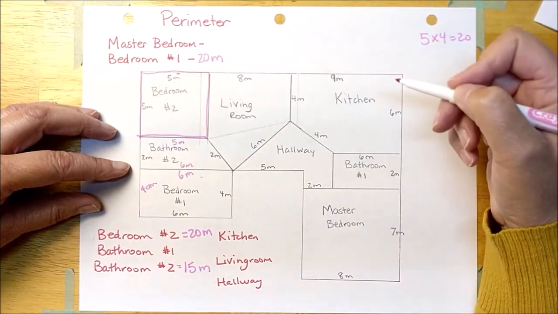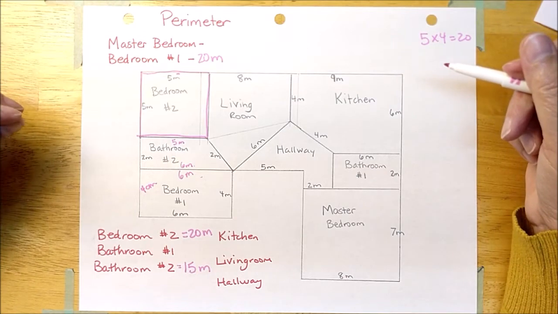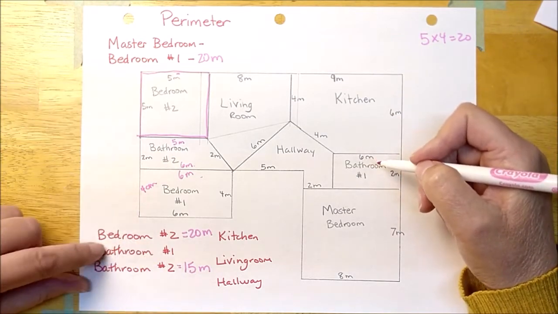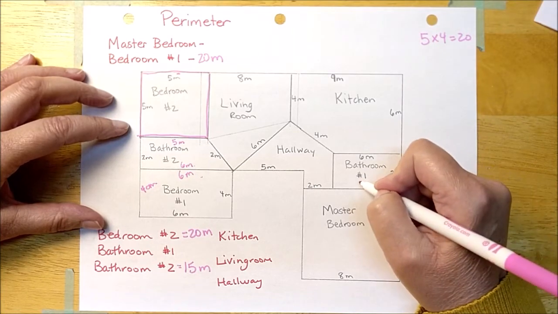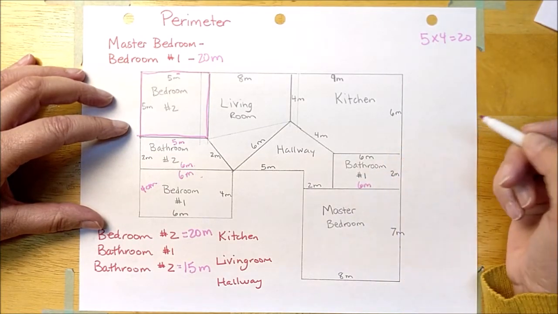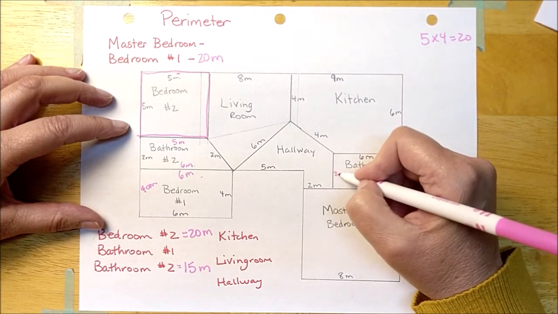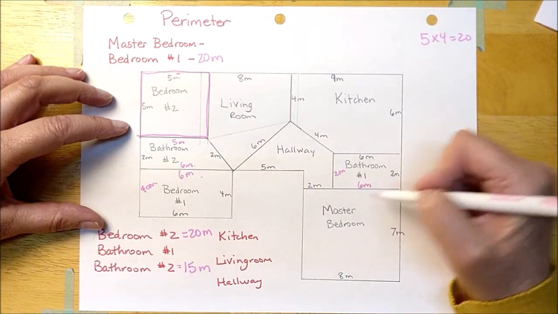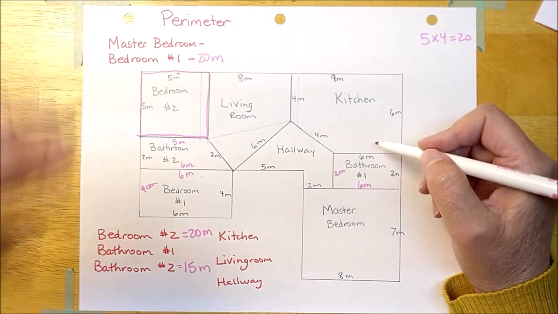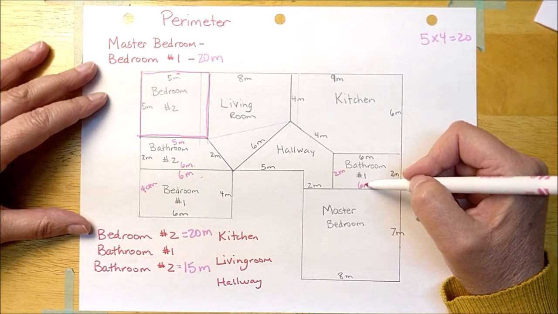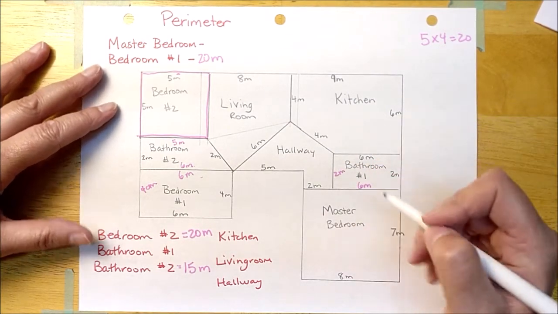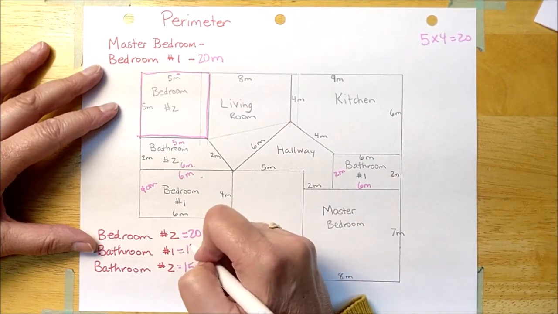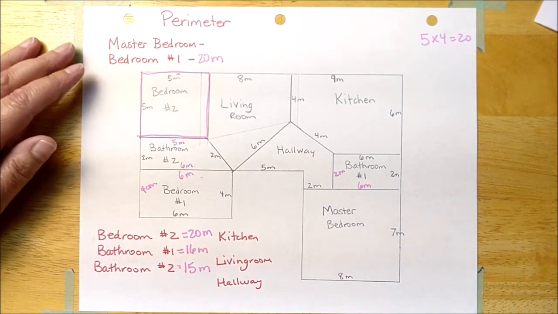Distance around, 15 meters. Okay, so I'm going to jump over here to bathroom number 1 because this one looks like it's not going to be too hard to solve. So this would also be 6 meters, and this one would also be 2 meters. So I know all my lengths and sides. So 6 and 6 is 12. 13, 14, 15, 16. So bathroom number 1 has a perimeter of 16 meters.